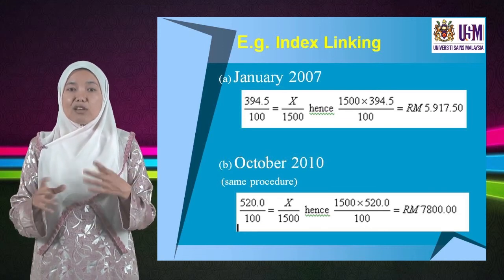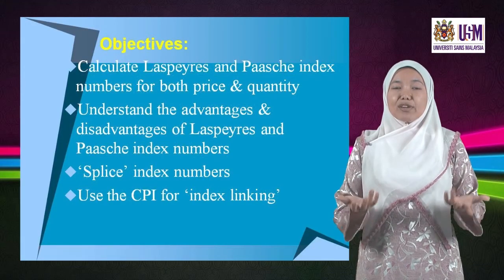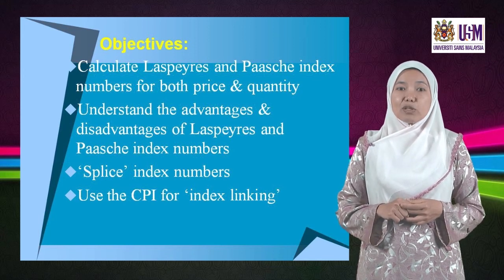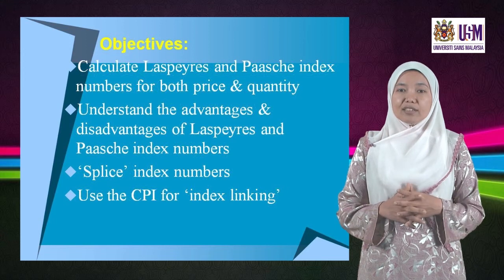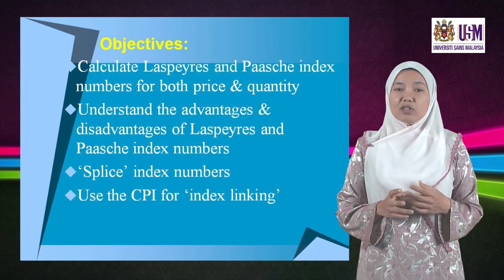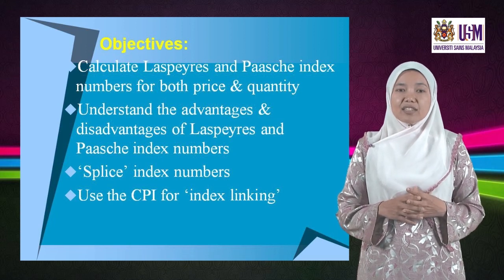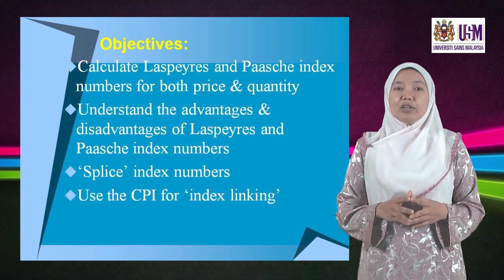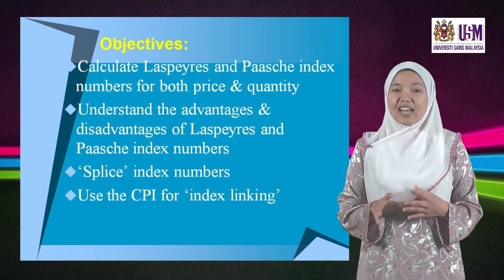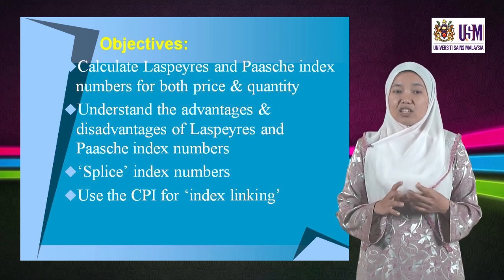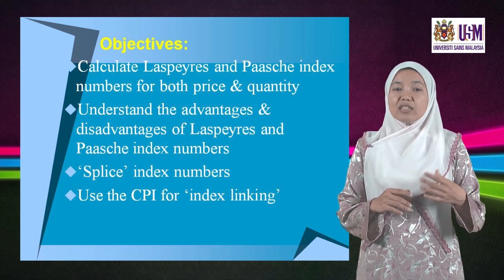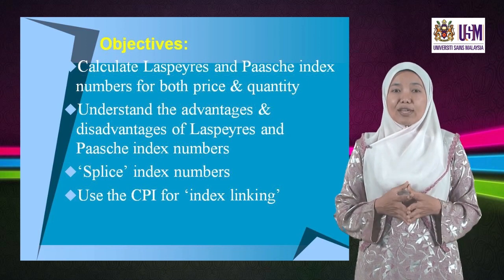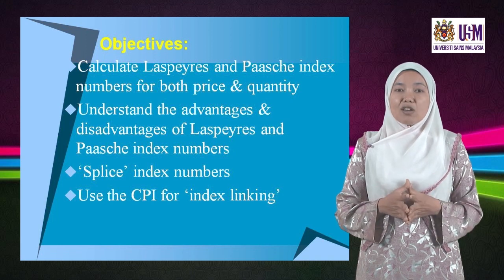Wage should be linked with the increasing price. So we have come to the end of this topic on index numbers. By now, you should be able to calculate Laspeyres and Paasche indices for both price and quantity. Remember, you must understand the differences between Laspeyres and Paasche indices, in terms of their advantages and disadvantages. You must also be able to put together different index numbers, which we call index splicing. And you must be able to use the CPI, the consumer price index, for index linking with pensions or with wages. So that's all for the topic of index numbers.